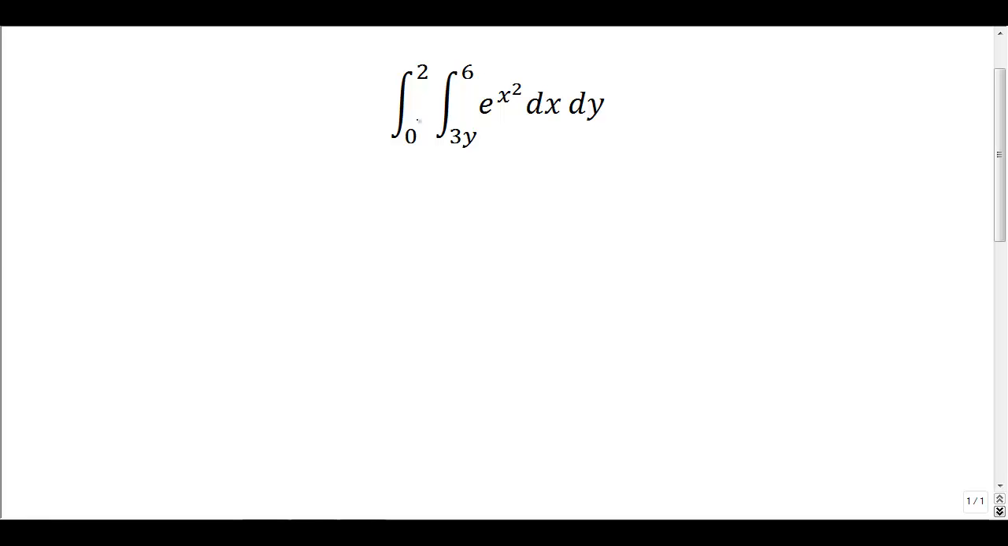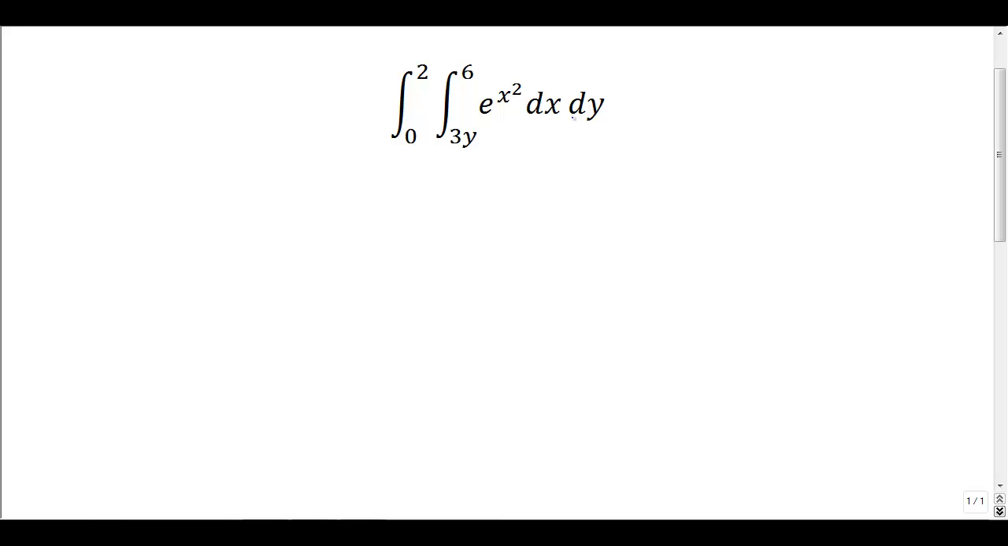So we're going to go through a kind of standard multivariable calculus question here. The question looks like this. Integral 0 to 2, and then integral 3y to 6. We're going to integrate e to the x squared with respect to x, and then with respect to y. So dx dy. Now, the standard technique here is to change the order of integration.